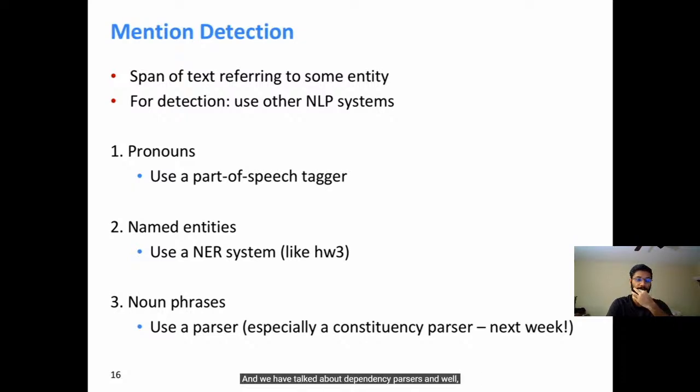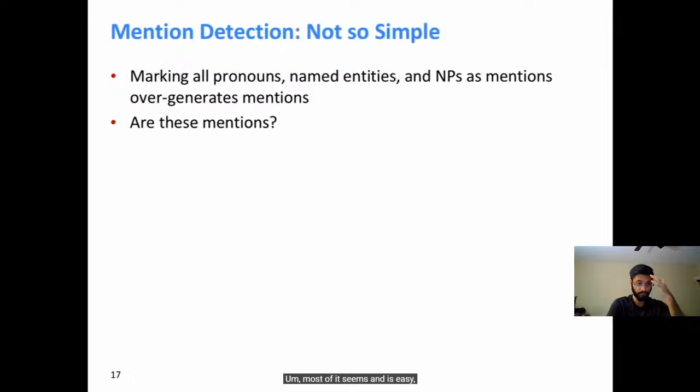We have talked about dependency parsers, and one choice is you can use a dependency parser to find the nominal arguments and work with them. That's actually a little bit subtler than just wanting to pick out spans that refer to common noun phrases. So the other notion of parsing, which we come back to next week, is constituency parsing. In some sense, constituency parsers are the simplest way to find mentions for this process. Most of it seems easy.